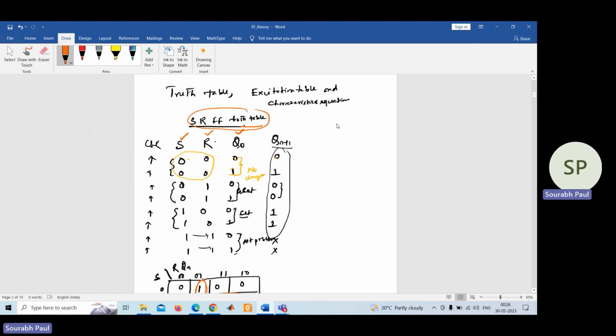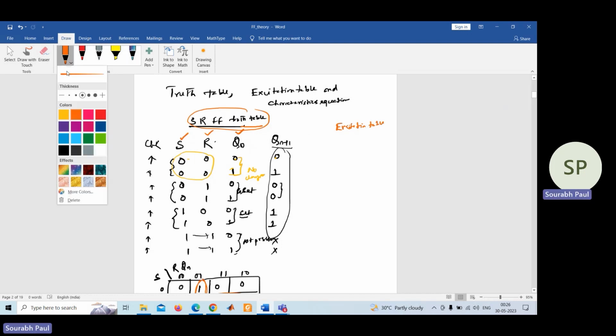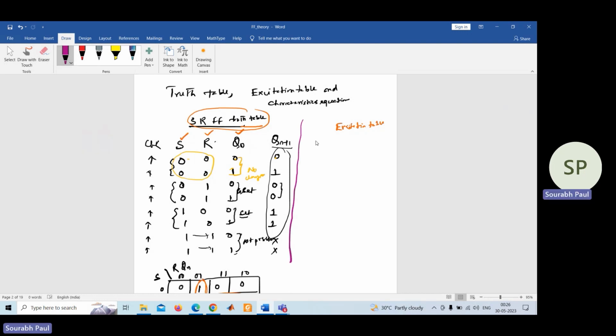Okay. Now, what is an excitation table? Excitation table is where your present state and next state are given to you. From there, you need to identify the value of S and R, or the input values. This particular table is known as the excitation table. What I told you: you are given the values of present state and next state, meaning you are given Qn and Qn plus 1. From there, you need to find out the value of inputs S and R. Okay, this table is known as the excitation table.